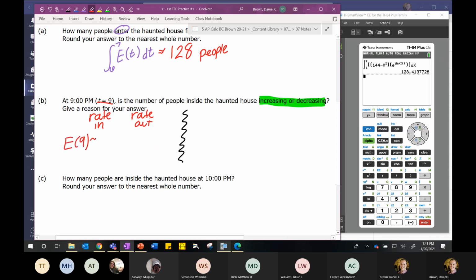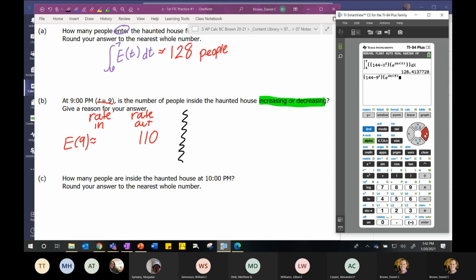And again, I can just evaluate that in my calculator. What is the rate out that was given to us? At t equals 9, the rate was constant, so we didn't have to plug it in. It was a constant rate out of 110 people per hour. And then I can just go ahead and use my calculator to evaluate E of 9. So I have 144 minus 9 squared times e to the sine of 9, which gives me 95.131.